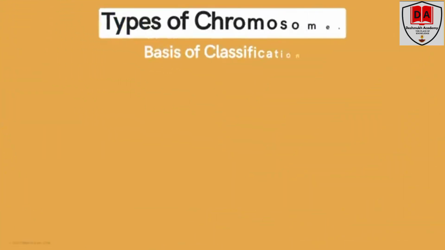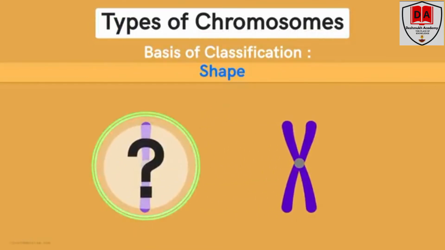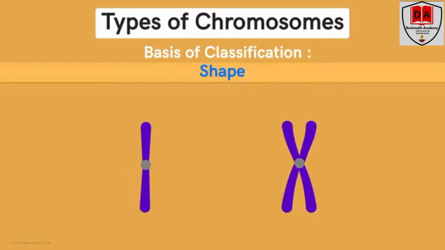The first basis for classification is shapes. We know this is the structure of a typical chromosome. And is this a single chromosome? That's right. The difference is that this chromosome is not duplicated, while this one has a duplicated copy attached to itself. So these are the duplicated sister chromatids which are attached to the same chromosome. Now, to understand the types, let's first understand the typical structure.